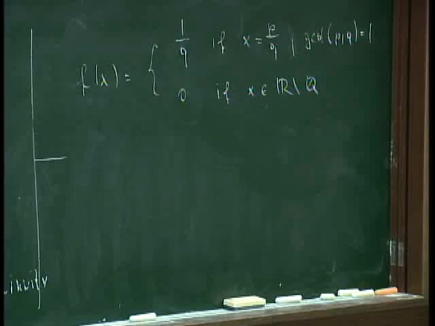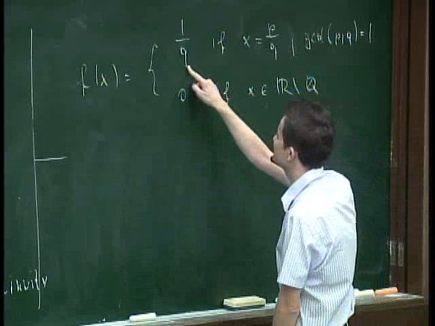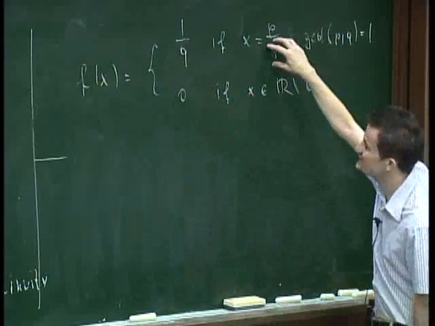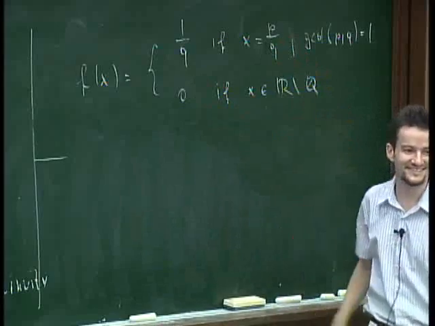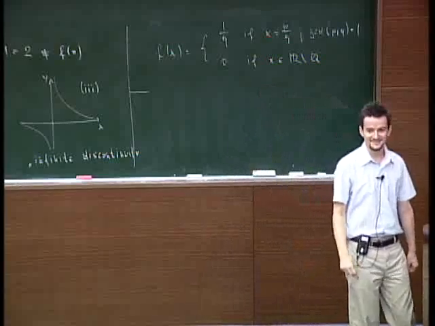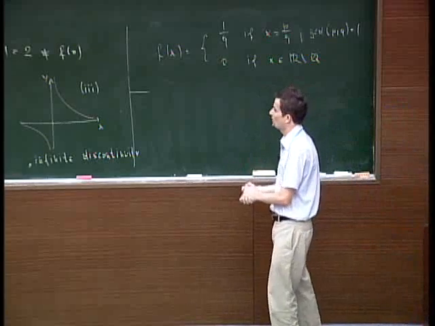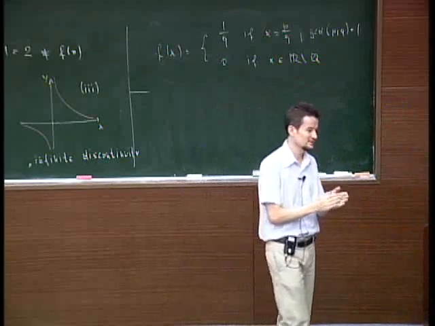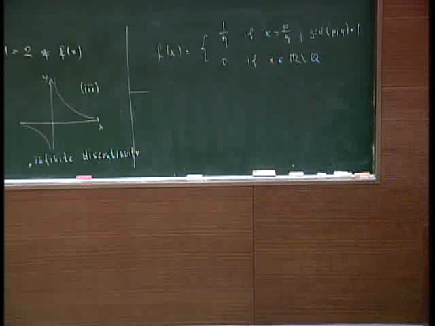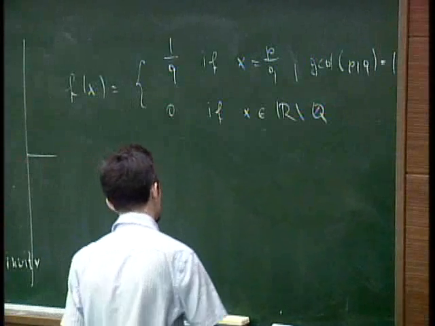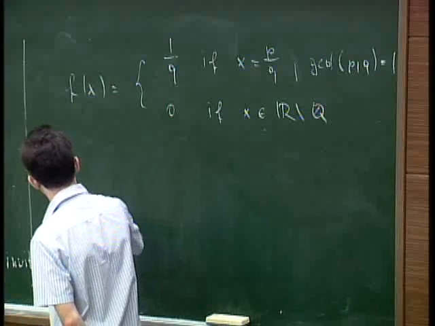Of course, this is not 9. This is Q, this Q here, the denominator. If it would be 9, the answer would be trivial. The function is nowhere continuous if it would be 9. Maybe let's look first at the case.